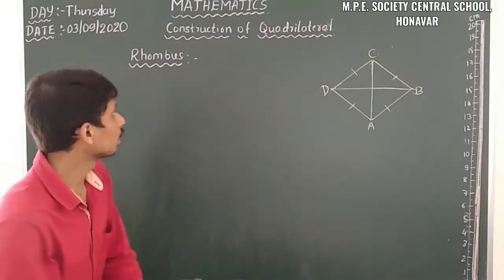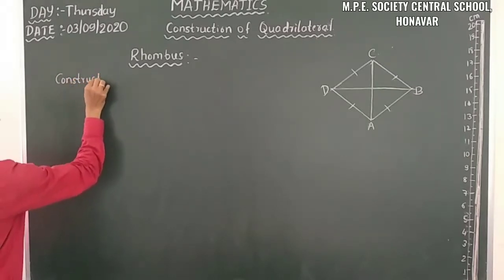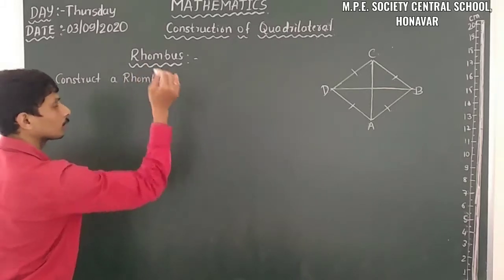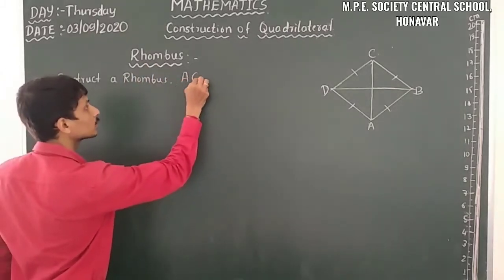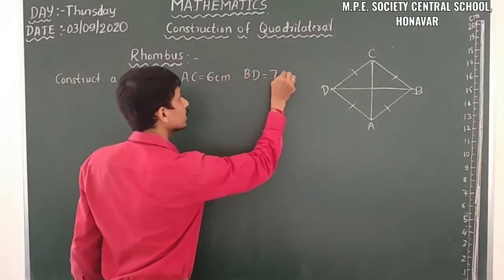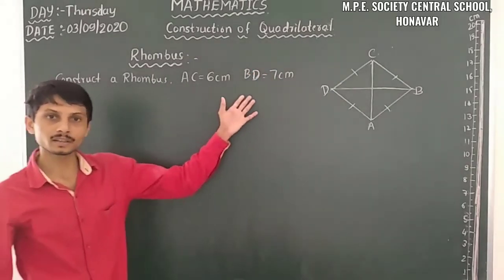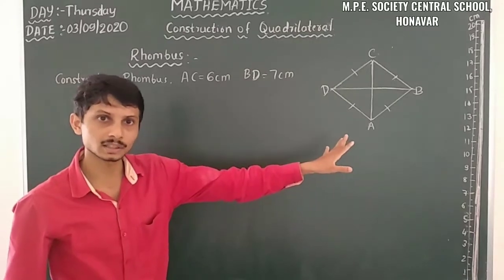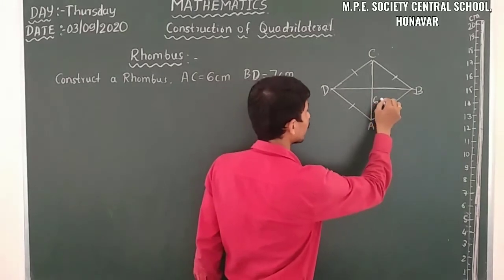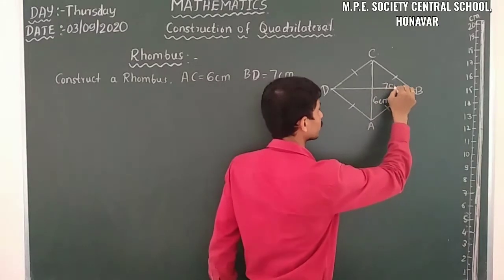So construct a rhombus. Construct a rhombus where AC is equal to 6 cm and BD is equal to 7 cm. Yes. So here the length is given only for the 2 diagonals. So here just take AC is equal to 6 cm and BD is equal to 7 cm.